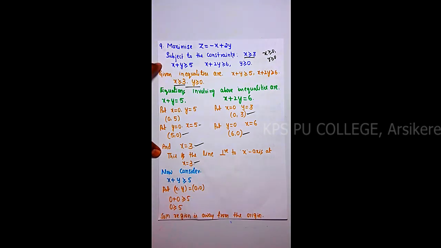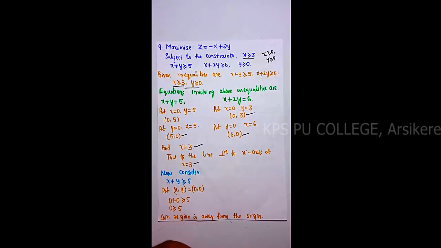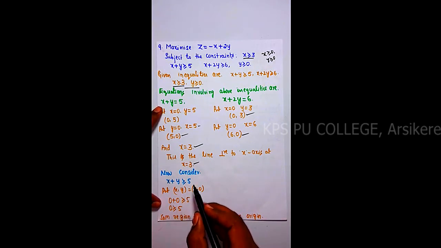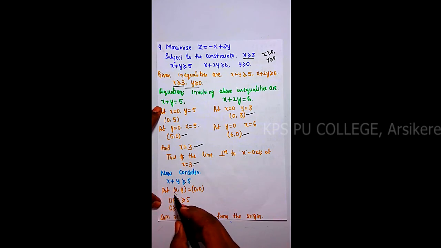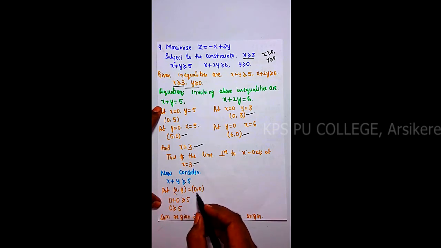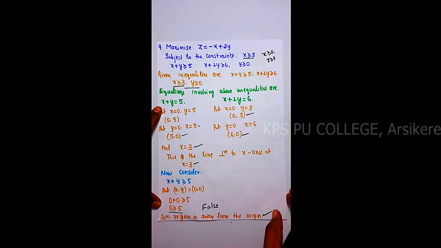Now consider the inequality, because here we have to check whether the solution region is towards the origin or away from the origin. For that purpose, substitute x is equal to 0 and y is equal to 0 in the given inequality. Consider x plus y greater than or equal to 5. Put x comma y is equal to 0 comma 0: 0 plus 0 greater than or equal to 5, which gives 0 greater than or equal to 5. It means the inequality is false. Since the inequality is false, the solution region is away from the origin.